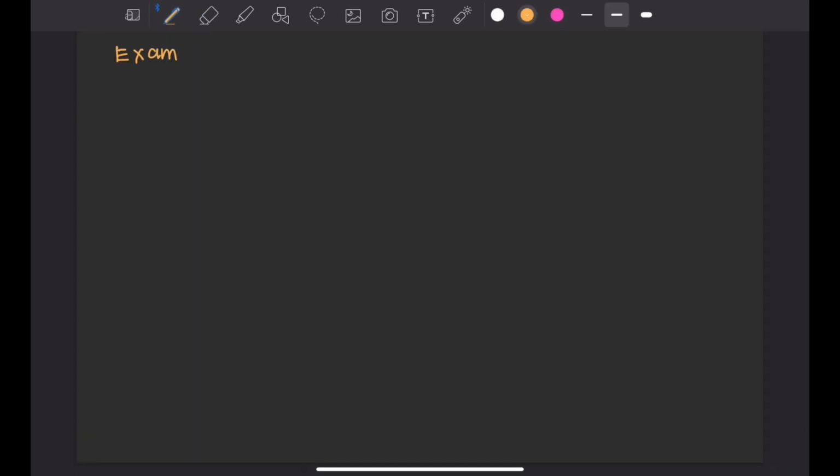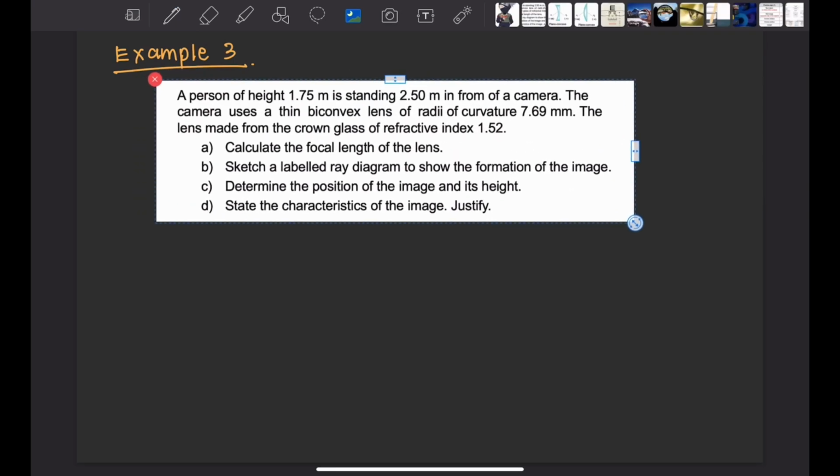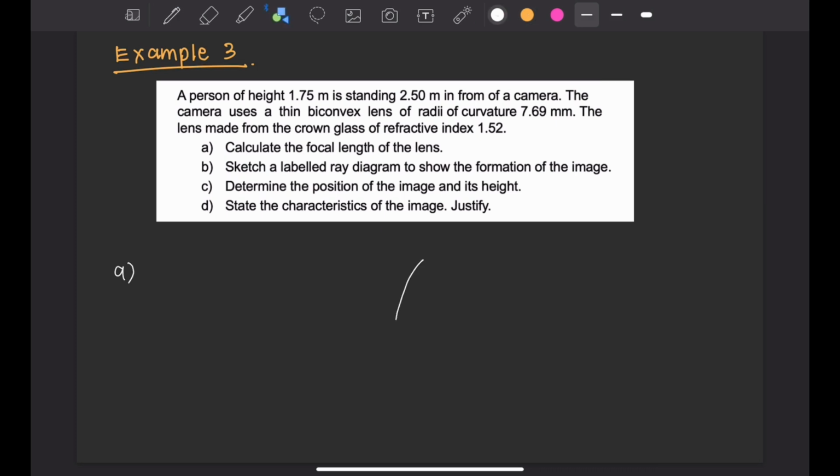Now let's do some example. A person of height 1.75 meter is standing 2.5 meter in front of camera. The camera uses a thin biconvex lens of radius of curvature 7.69 mm. The lens is made from the crown glass of refractive index 1.52. So A, calculate the focal length of the lens.